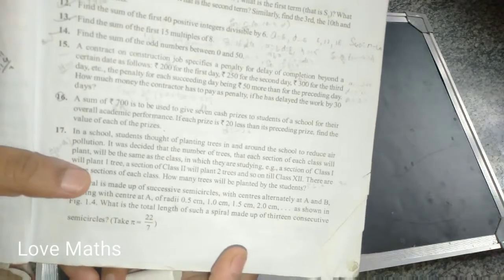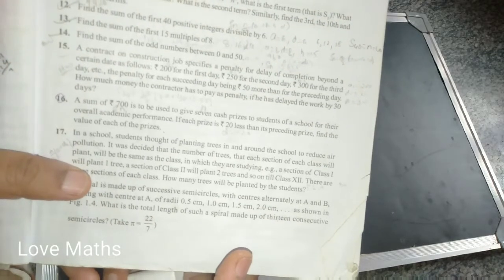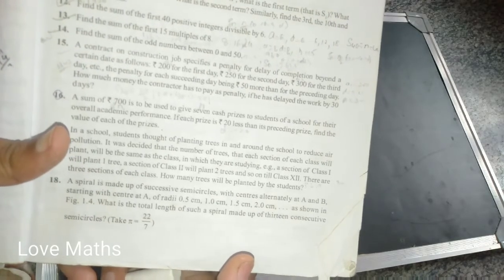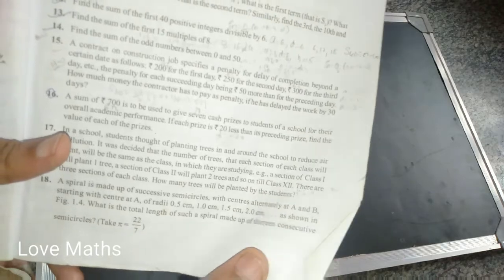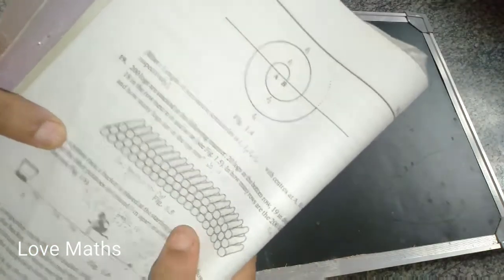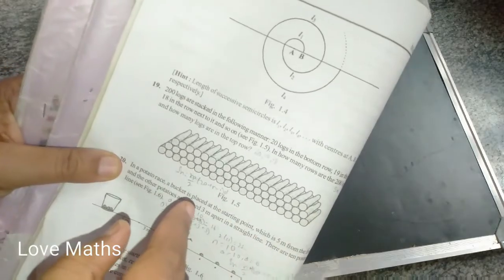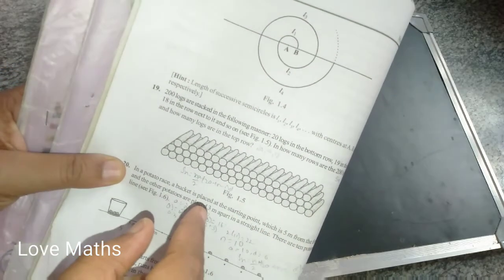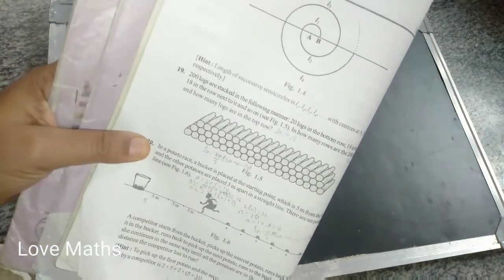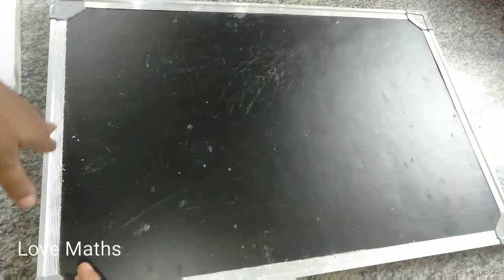What is the total length of such a spiral made up of 13 consecutive semicircles? How many semicircles? 13 consecutive semicircles. Okay, so we have to see how to do the sum for 13 consecutive semicircles. Let's do the sum now.